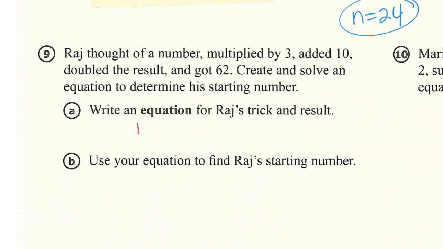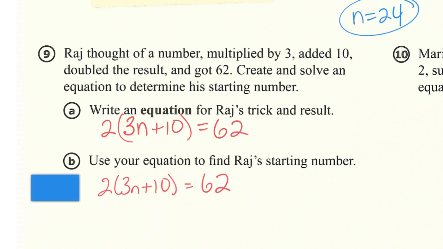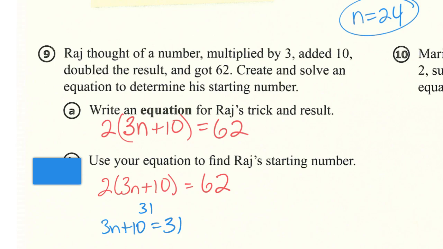For the next equation, he thought of a number, he multiplied it by 3, then added 10, doubled the result, so multiplied all of that by 2, and got 62. So there's our equation. Here I wrote the equation, and we're going to break this into chunks, which means I'm just thinking about 2 times what number gets us 62. 2 times 31 is going to get us 62. So I move that away, and I know that my 3n plus 10 part needs to equal 31.